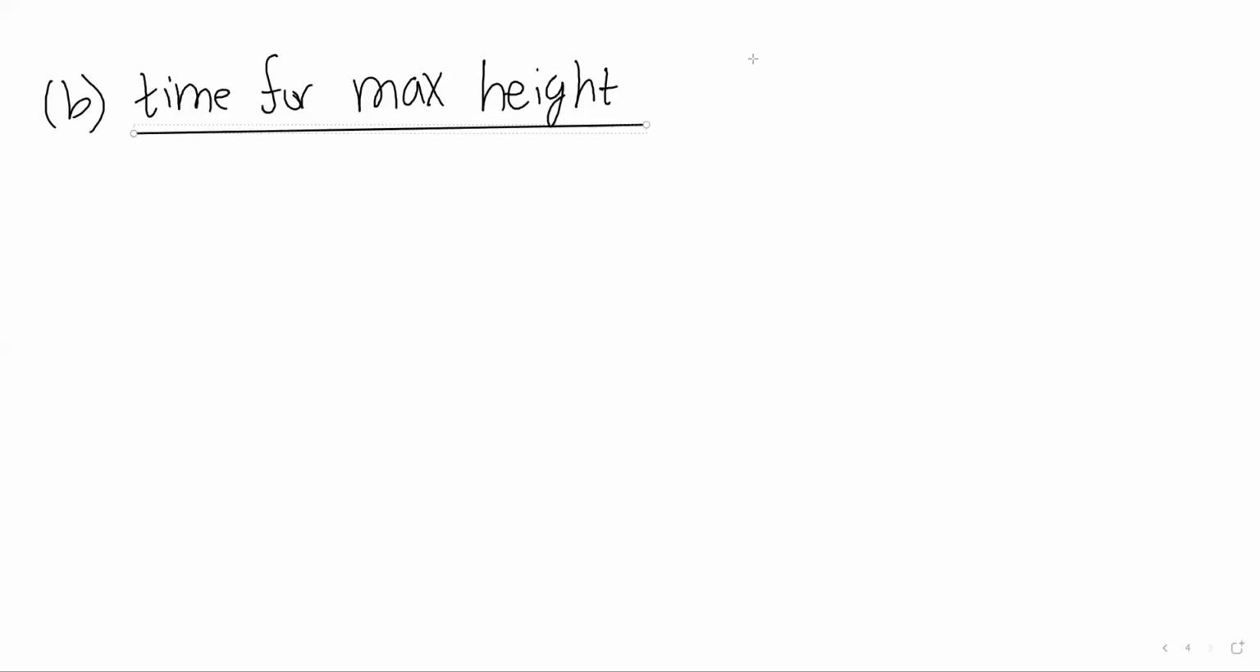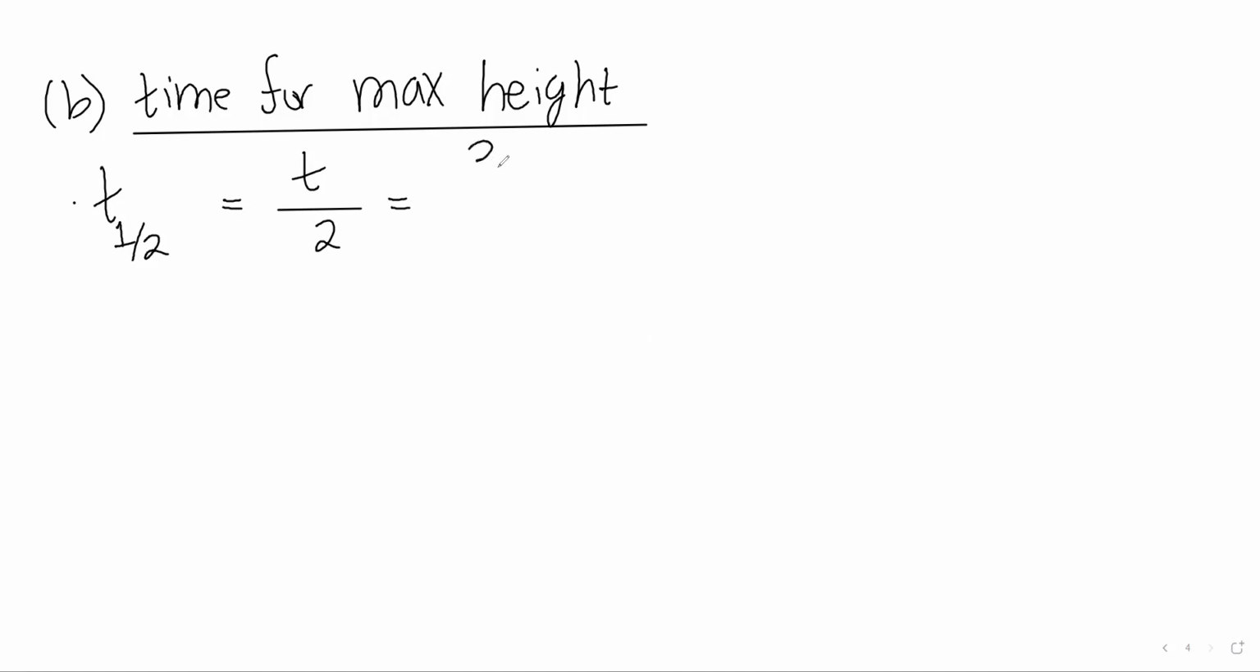So now, time for maximum height. Well, the time required for maximum height, some people call it the half time. So this is simply the total time found in the previous step divided by 2. But remember, this only applies if the parabola is symmetric.